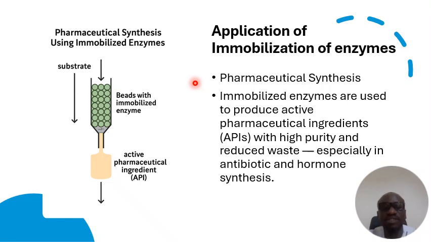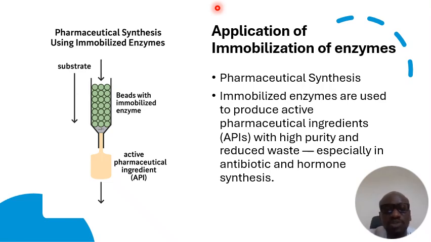Now we also have the application of this in the pharmaceutical industry in the synthesis of active pharmaceutical ingredient. The diagram here shows a substrate that flows through a column, also a simplified diagram, in which immobilized enzyme results in the production of active pharmaceutical ingredient. Like I said, the diagram is a streamlined process of synthesizing active pharmaceutical ingredient (API) using immobilized enzyme. The technique allows precision and efficiency in drug manufacturing.